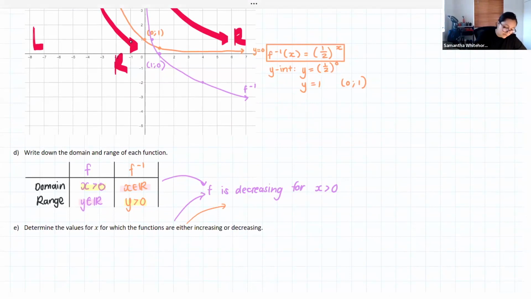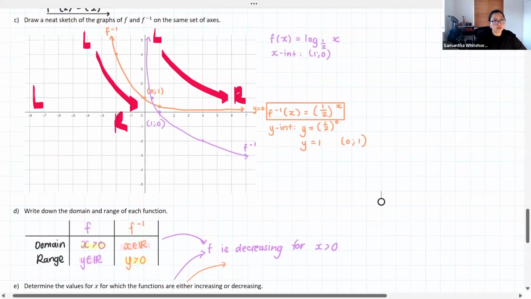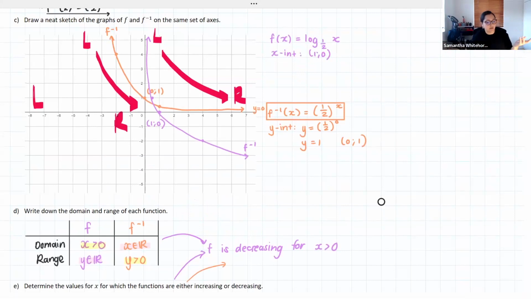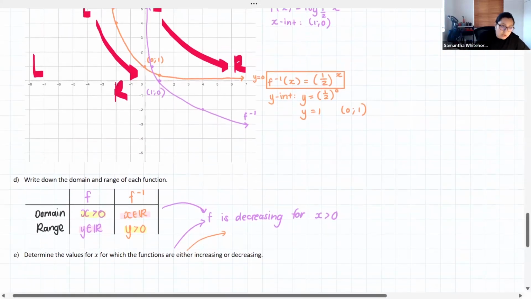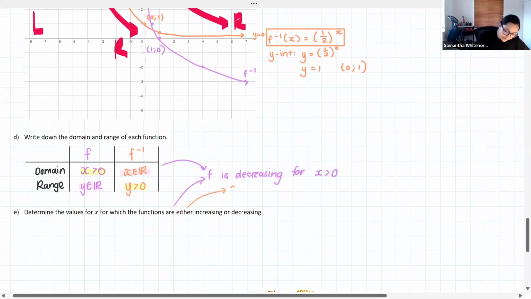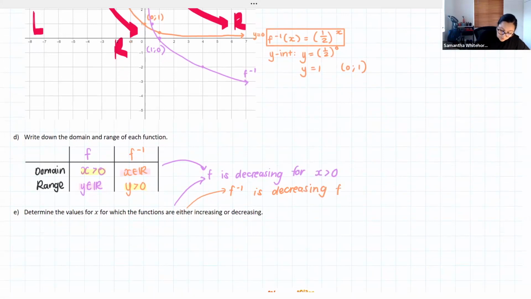If we consider the inverse function, it had a domain from negative infinity to positive infinity, so x is an element of the real numbers, and it's decreasing for all of those x values. Remember, it gets closer and closer to the asymptote, but it's still decreasing. So the inverse is decreasing for all x values. And again, it links to what the domain of your inverse function was.